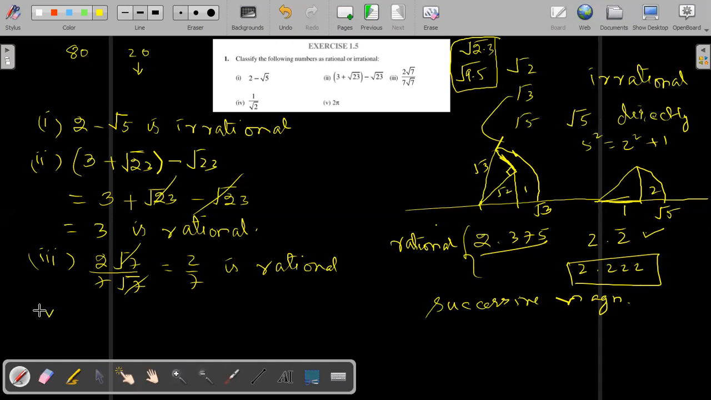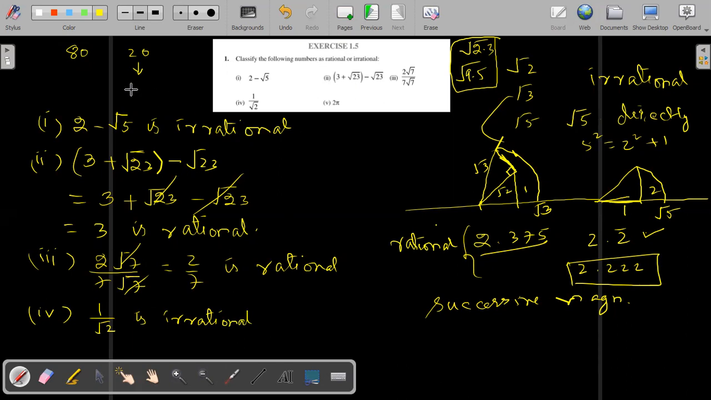Fourth, 1 by root 2. So numerator is rational and denominator is irrational. So rational upon irrational, we have seen that is an irrational number. So it is irrational. Obviously, it is irrational. So that is how to recognize rational and irrational.